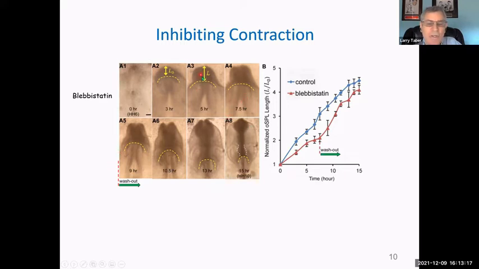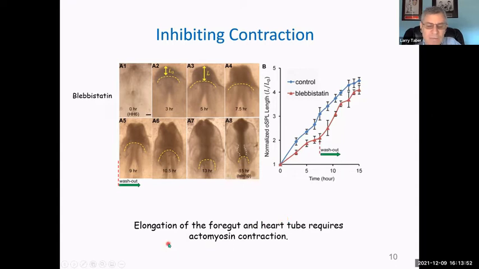And so what we did to estimate the rate of folding, or the rate of elongation of the heart tube, is measure the distance from the top of the head to the top of the anterior intestinal portal. And here in the blue it's a control embryo plotted as a function of time. So this is the relative elongation of the heart as a function of time. And here it is exposed to blebbistatin for 7.5 hours. You see the rate decreases to almost a stop. Then after it was washed out, the rate picks up again and becomes almost normal. So what this experiment seems to indicate is that elongation of the foregut and heart tube requires actomyosin contraction.